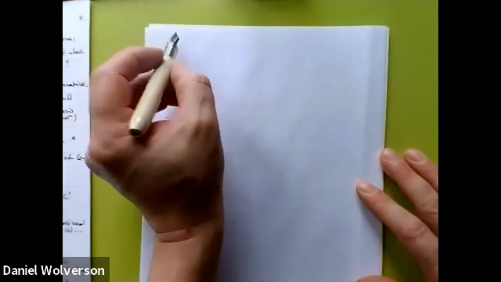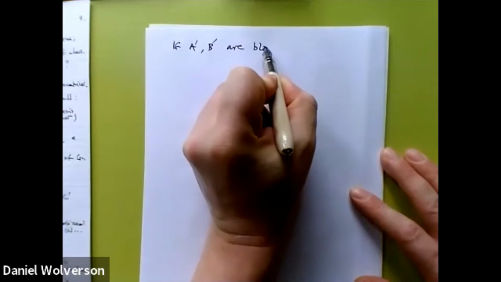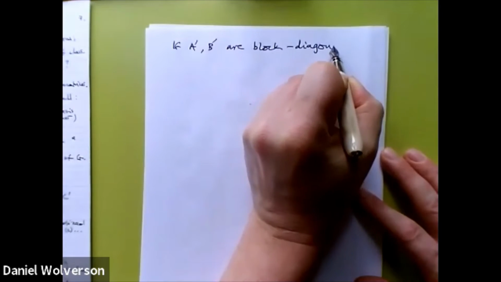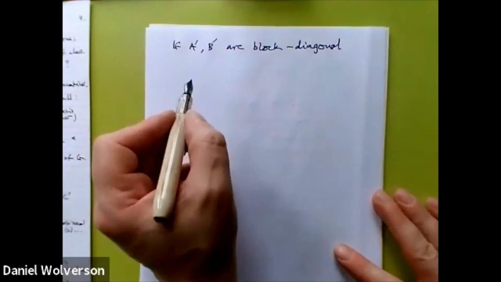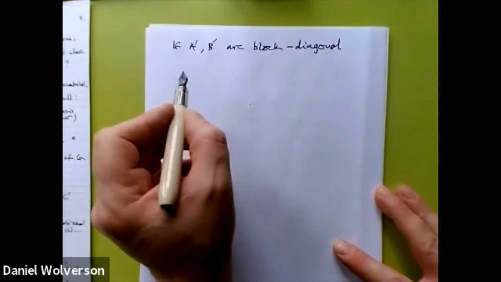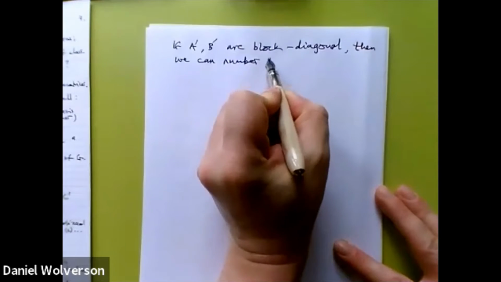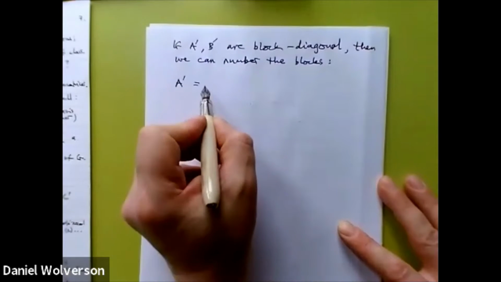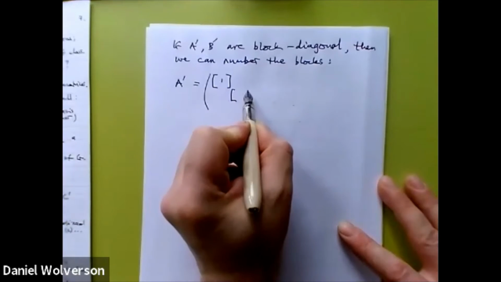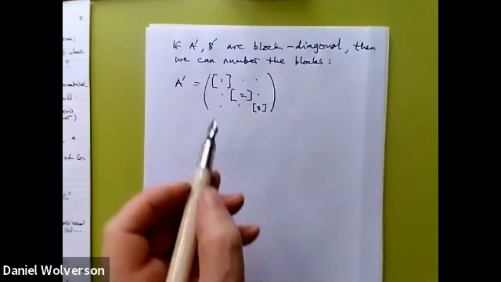And the interesting question here is, if A prime and B prime are now block diagonal, then we can number the blocks for clarity. So let's suppose that A prime is a matrix which has matrix 1, matrix 2, matrix 3 in blocks along the diagonal.